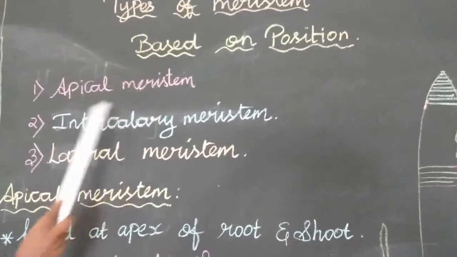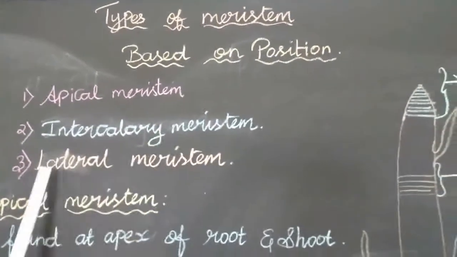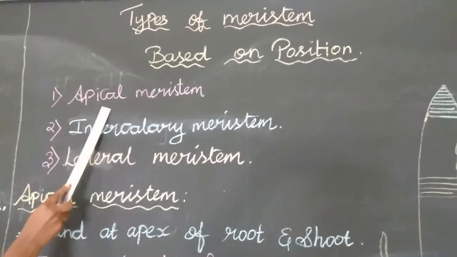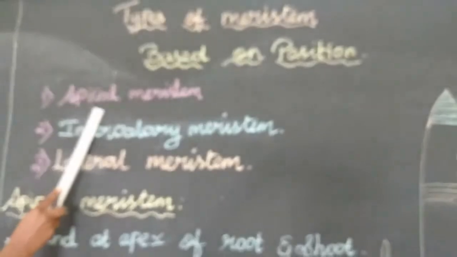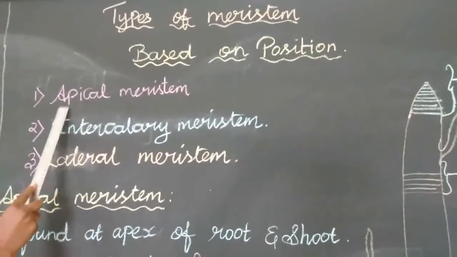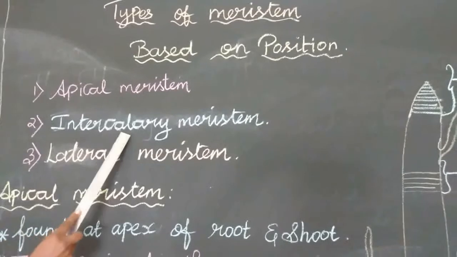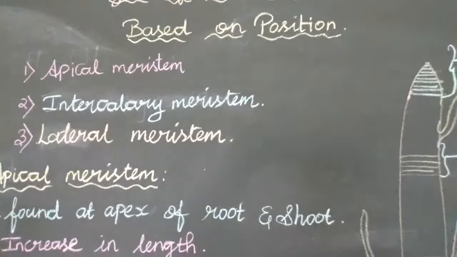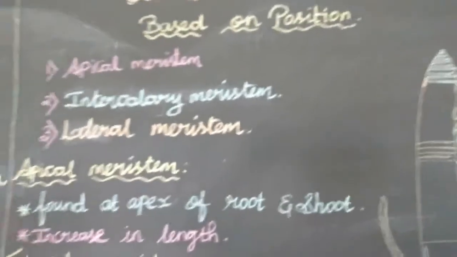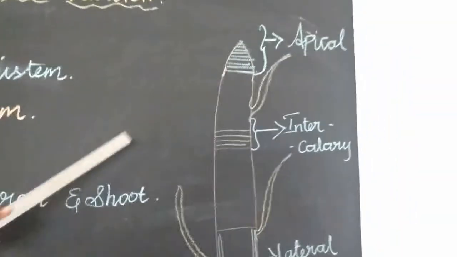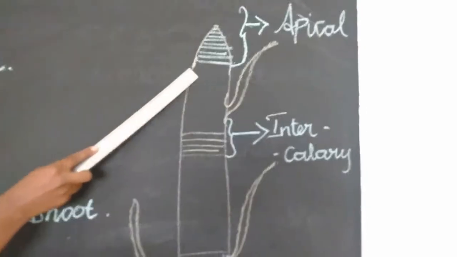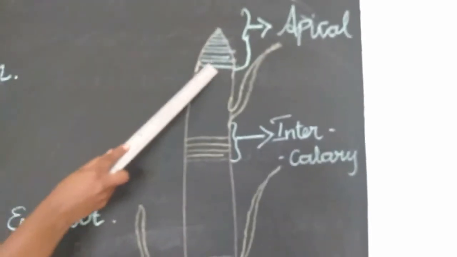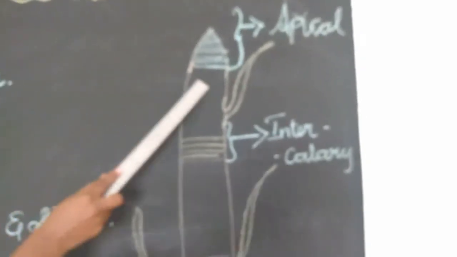Apical meristem, intercalary meristem, lateral meristem. What is apical? What is meant by apex? Already I told you, I think. Apex means tip. Apical meristem, intercalary meristem, lateral meristem. Okay guys, then just see the diagram. What is this? This is the tip. It may be shoot or root, anything else, but apical meristem is present at the tip portion.